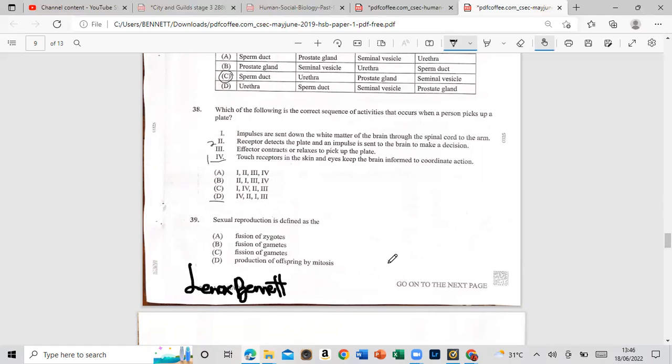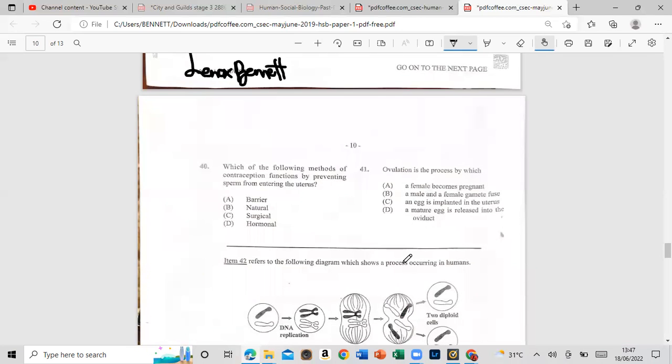39. Sexual reproduction is defined as A, fusion of zygote. B, fusion of the gametes. C, fission of gametes. Or D, production of offspring by mitosis. And that is fusion of the gametes. Let's move on to 40.